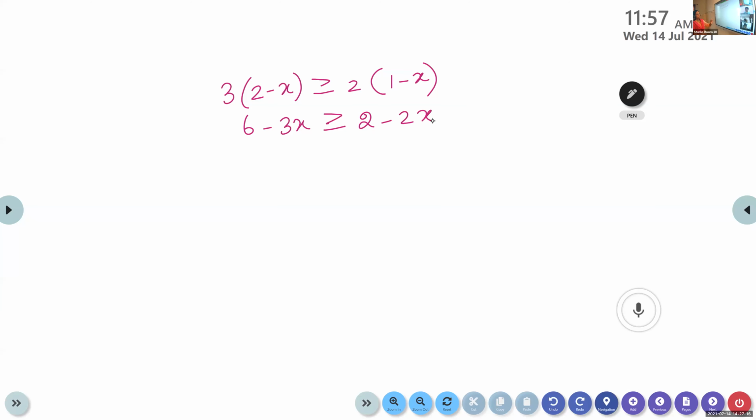Next step, you take all the terms with x to one side and the terms without x to the other side. Minus 2x, if you bring it to the other side, it will become plus 2x minus 3x is greater than or equal to 2 minus 6. So we get minus x is greater than or equal to minus 4. When we multiply by minus, will the inequality sign change or not?